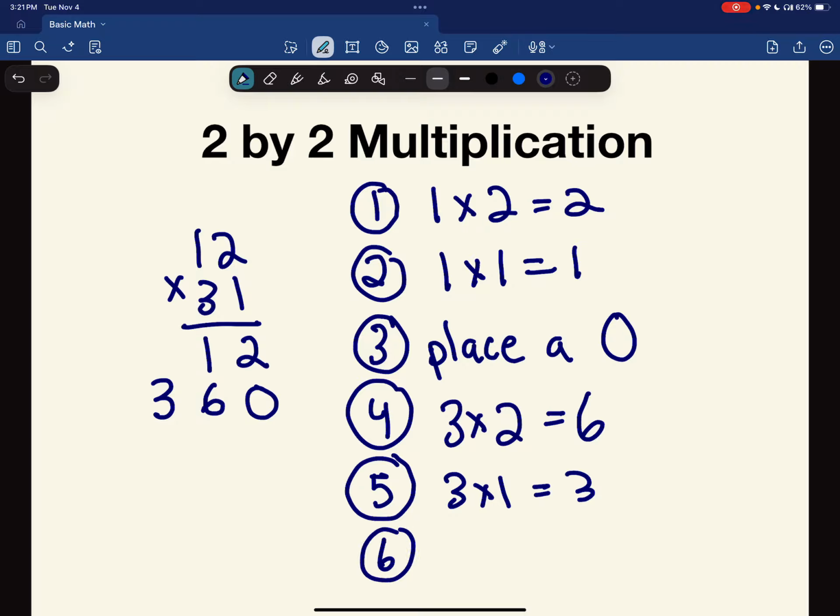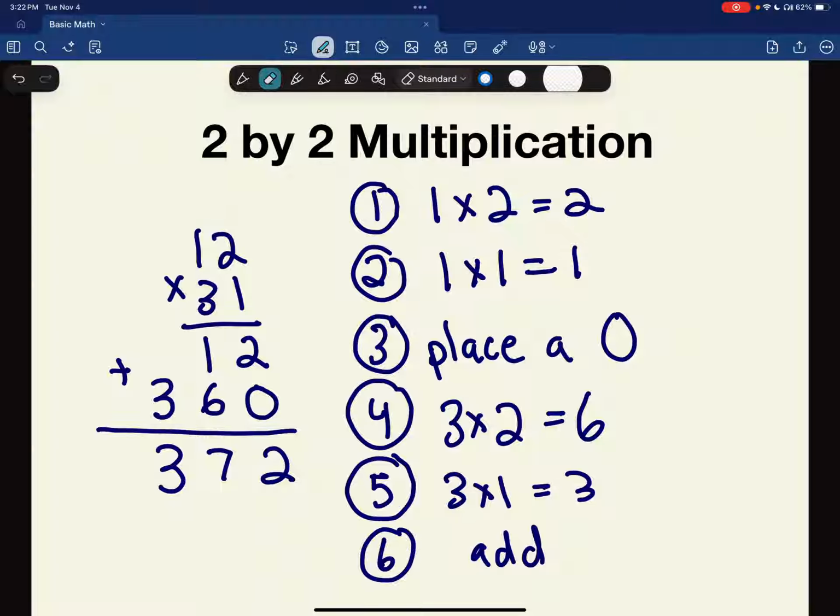And the last step is to add our two rows. So we have 12 plus 360. So 2 plus 0 is 2. 1 plus 6 is 7. And we drop the 3. So we have 372 as our answer.